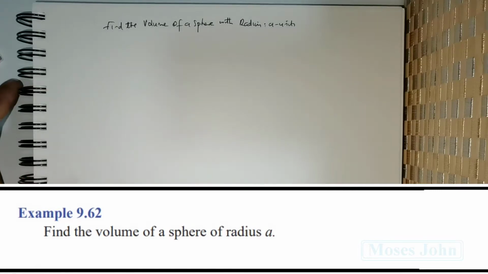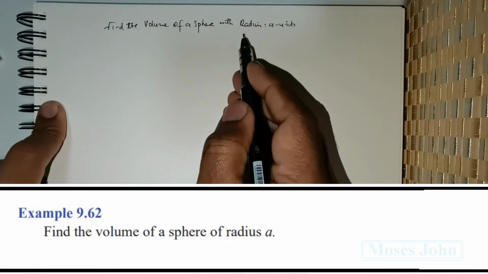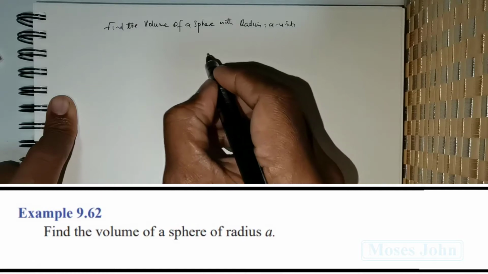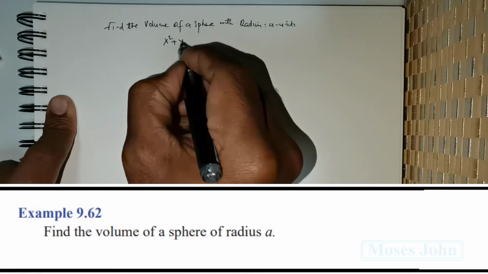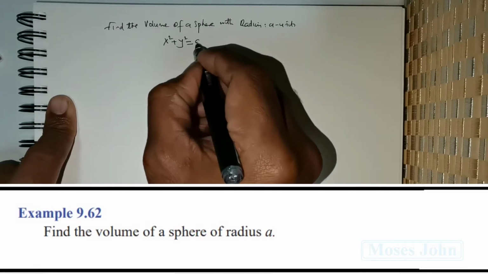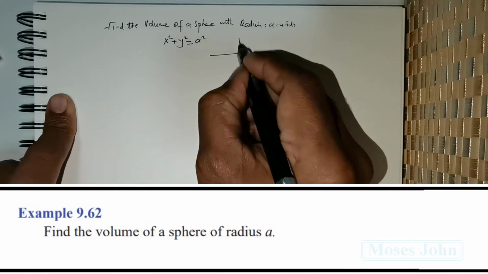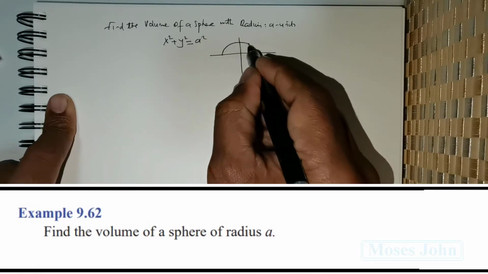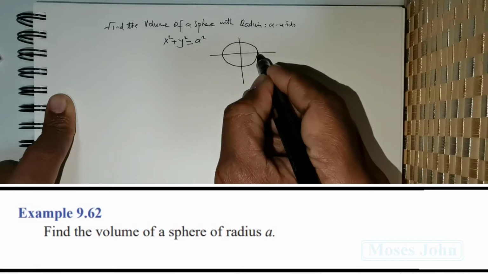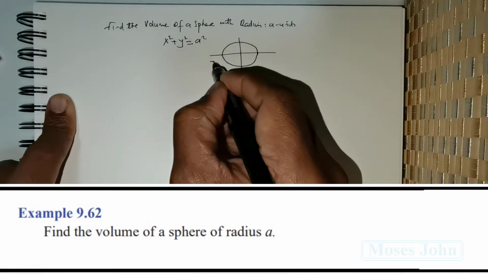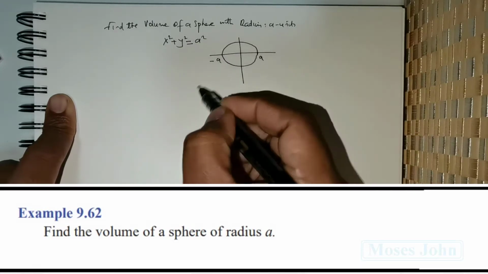In this class, we will learn how to find the volume of a sphere. Now, imagine you are given a circle x squared plus y squared is equal to a squared. If you were to draw it, the circle would be something like this. The radius will be from negative a to positive a.